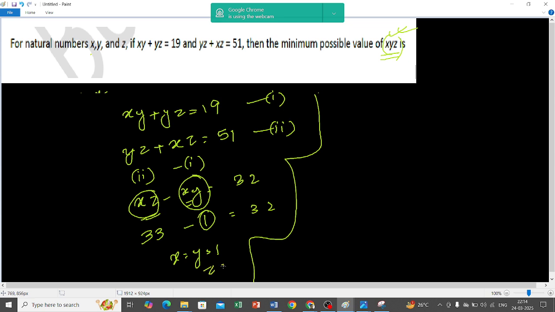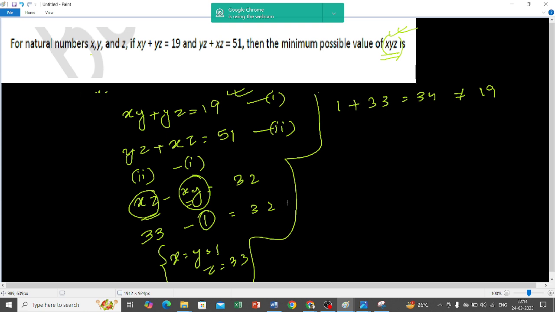In that case, z will be equal to what? 33. Right? If you put this value in this equation, do you think it will be satisfied? 1 plus 33 is 34, but it is given 19. So this option is not correct.